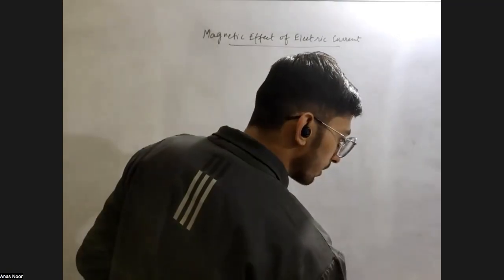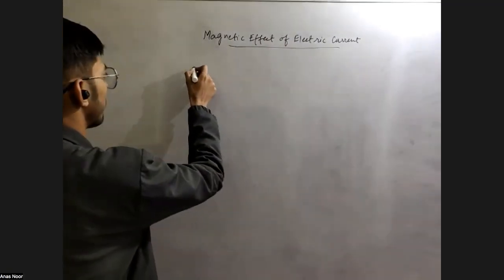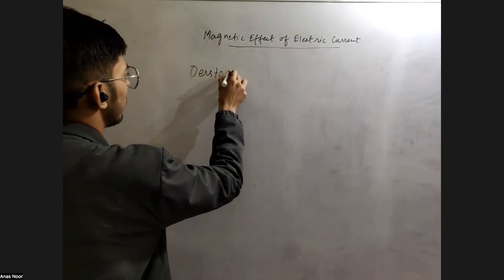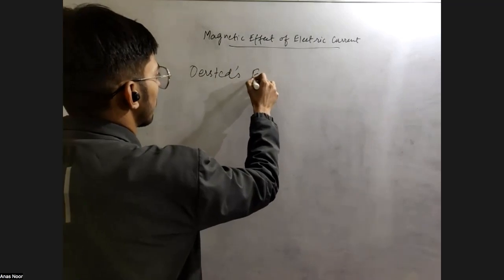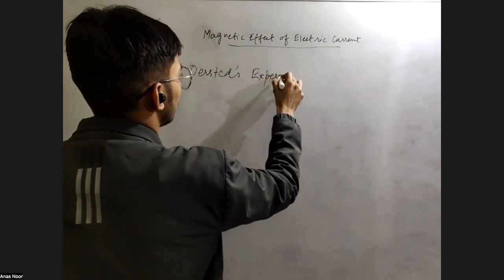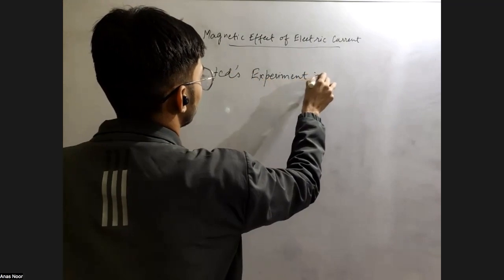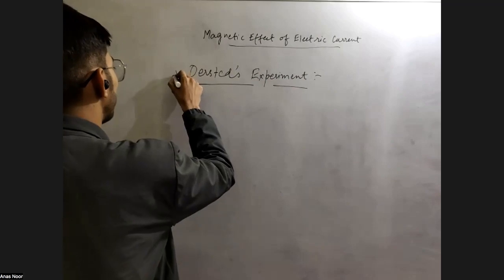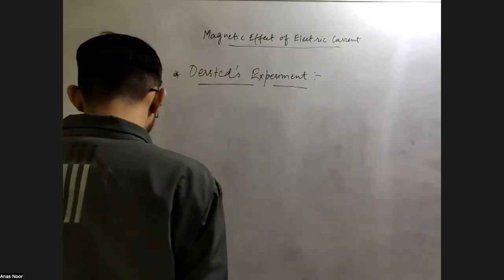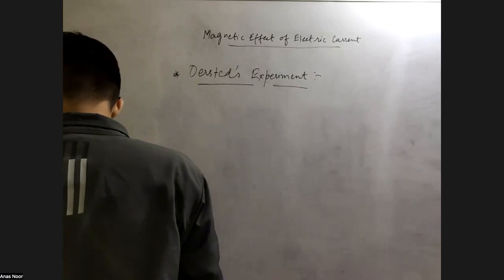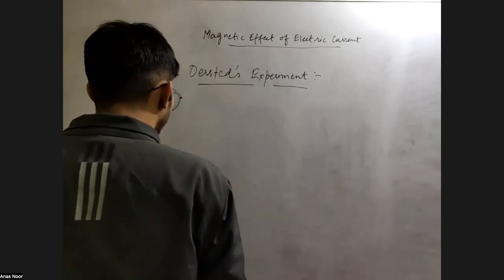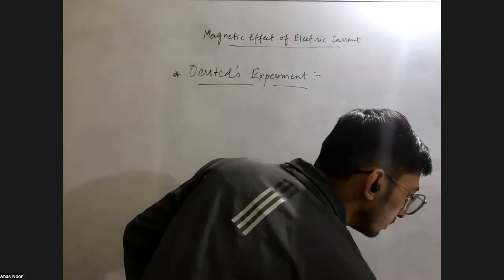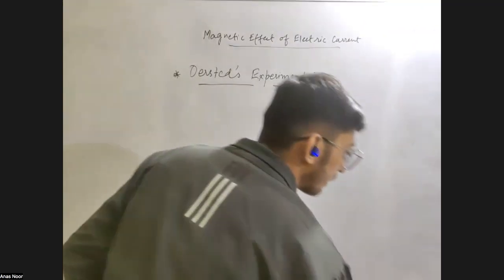In this chapter we have Oersted's experiment. This is the experiment that led to the discovery of the magnetic effect of electric current. So in this experiment we have a magnetic needle.